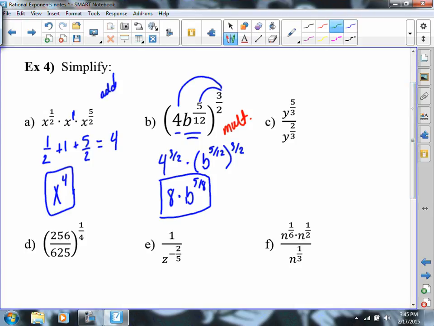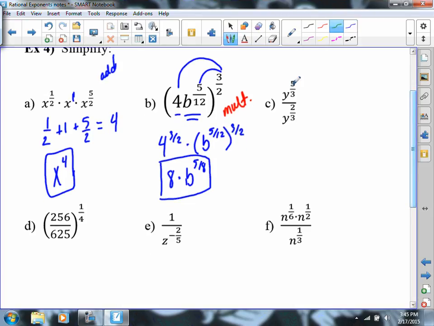Okay. For part C, we're dividing our bases. So when you're dividing the bases, remember you want to subtract your exponents. So 5/3 minus 2/3. Hopefully you don't need a calculator for this because the denominators are the same. So 5 minus 2 is 3. Okay, so we're going to do 5/3 minus 2/3. That's 3/3, which is really 1. So here we would have y to the first power, or just y. You could write it either way. Either way is correct.